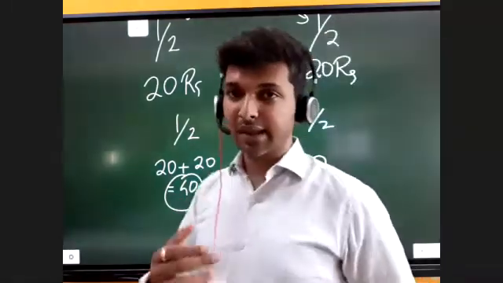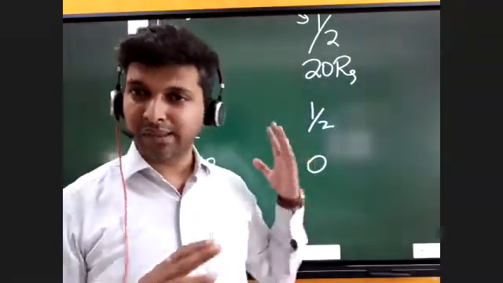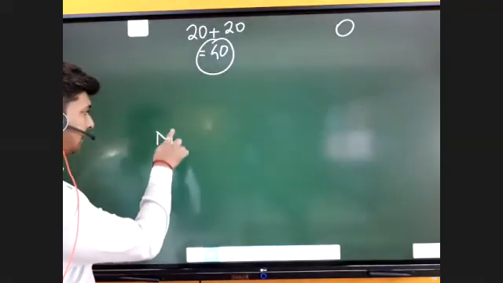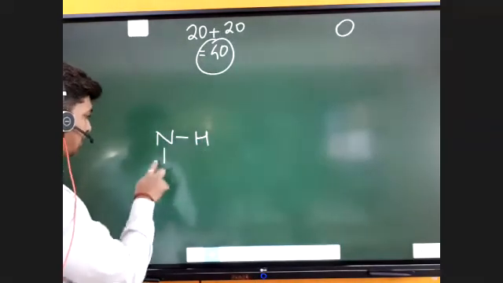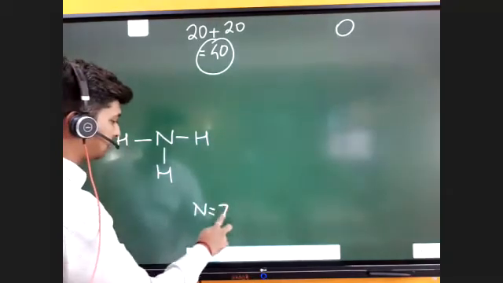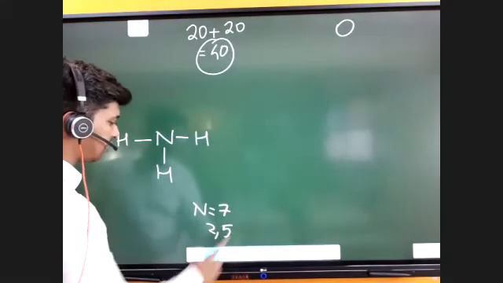Now let me give you an example. Just keep this example at the back of your mind and see the reaction which I'm about to show you. Here we are having ammonia. Ammonia is NH3, wherein nitrogen is having an atomic number of 7 with the electronic configuration 2,5.